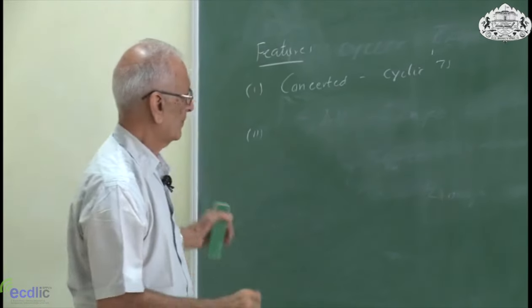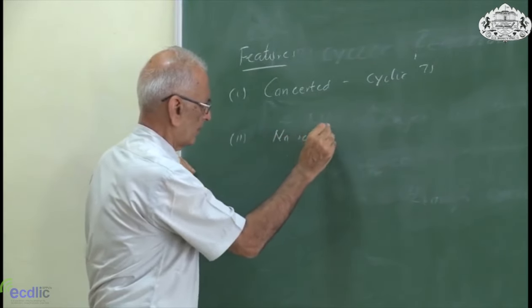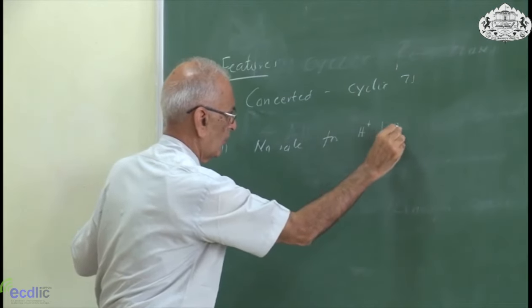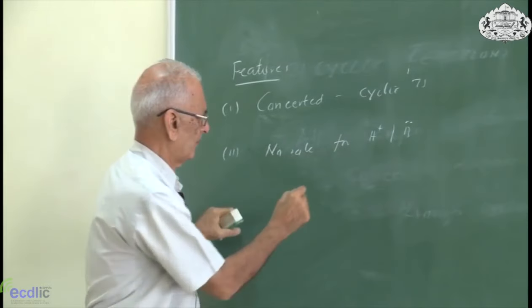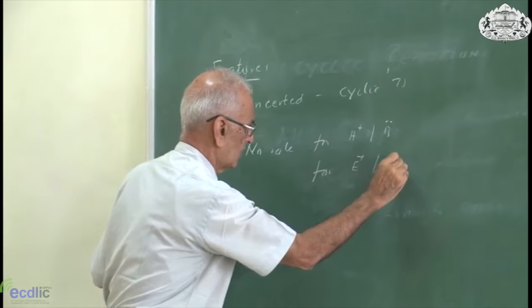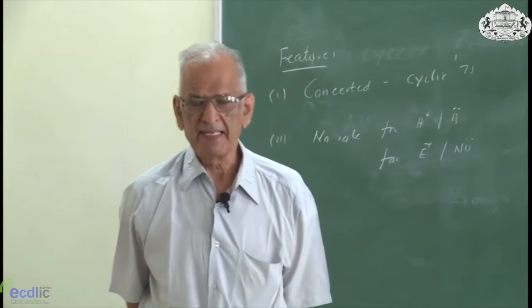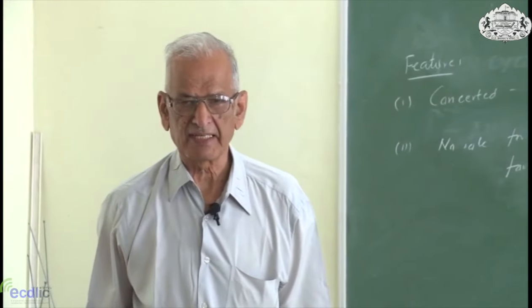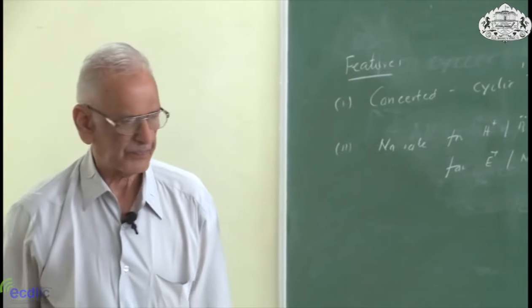Number two, no role for acid or base. No role for electrophiles or nucleophiles. These features obviously differentiate a pericyclic reaction from an ionic reaction.